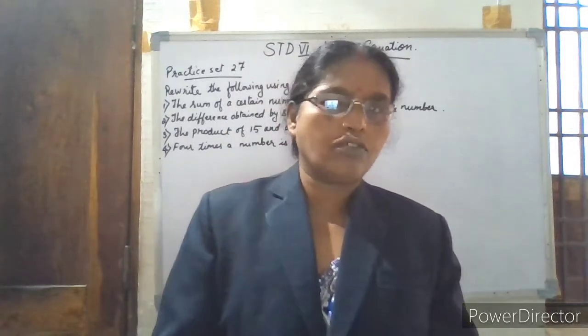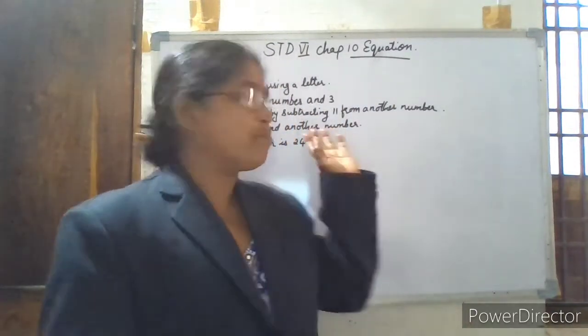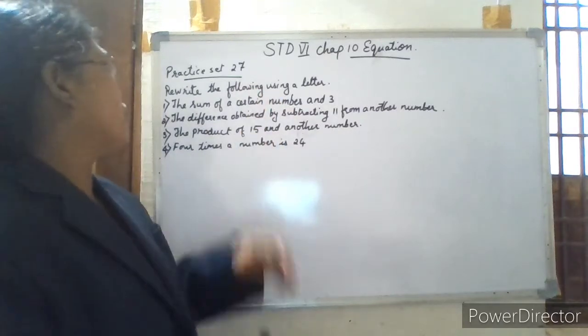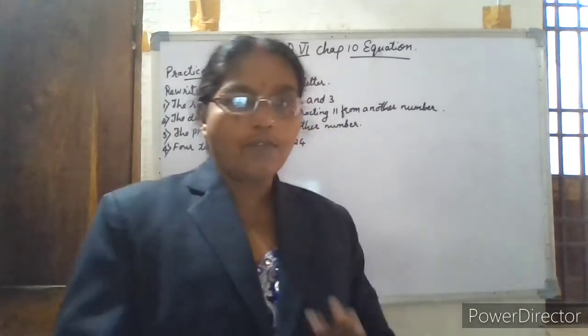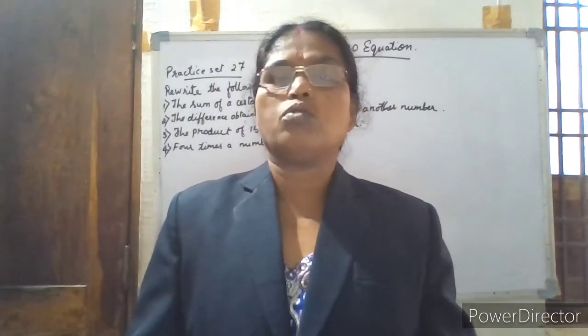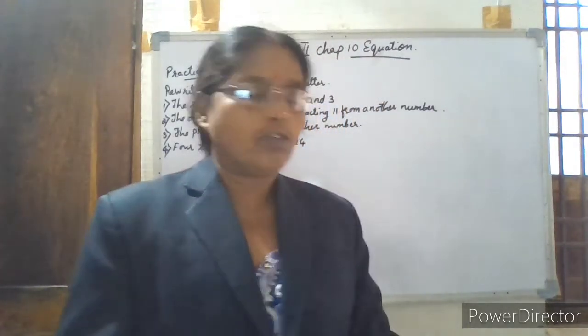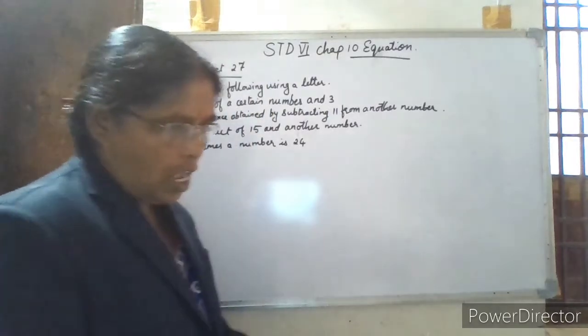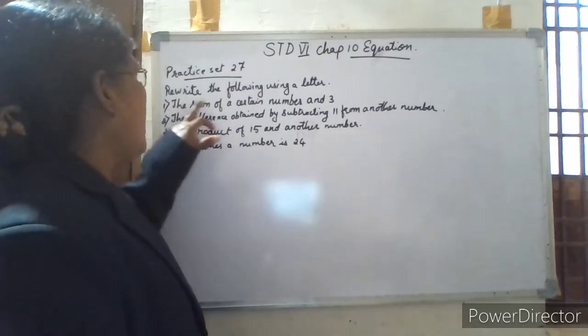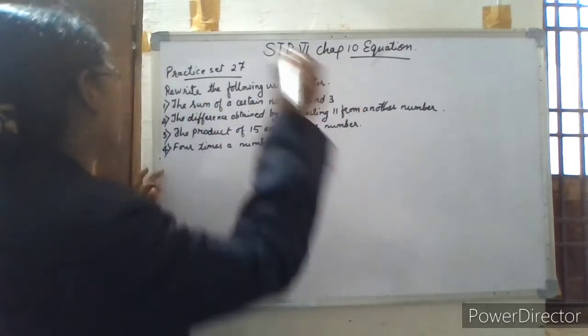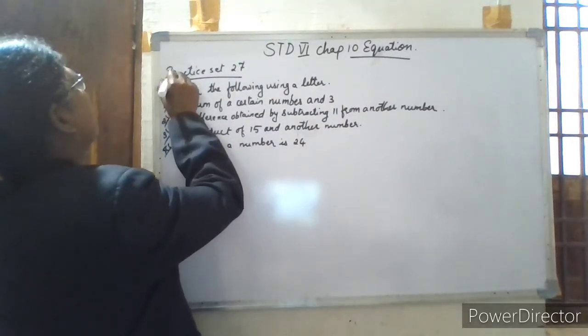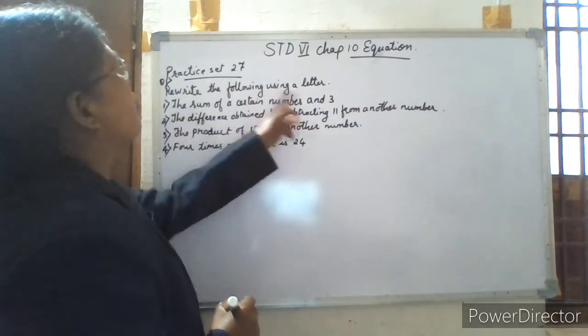Good morning, students. Today we are going to start with practice set 27. Only the first question I will solve, then I will teach you the other two types of equations. So let us solve the first question: rewrite the following using a letter.